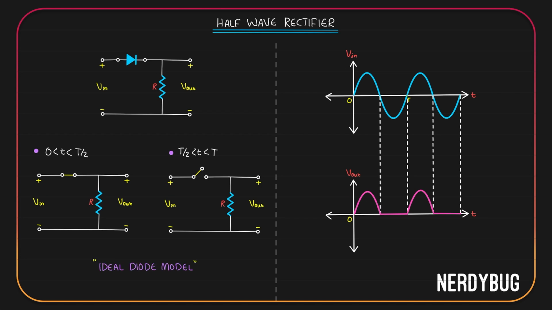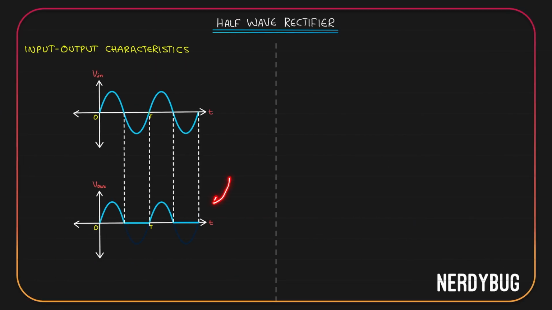So this is how the output looks when we take the ideal diode model. What I can see is all the negative half cycles of the input have been rectified or corrected. Or we can say the rectifier has rectified one half cycle of the wave. Because of that, this circuit is called a half-wave rectifier. So this is how the output of a half-wave rectifier looks if we take the ideal diode model.